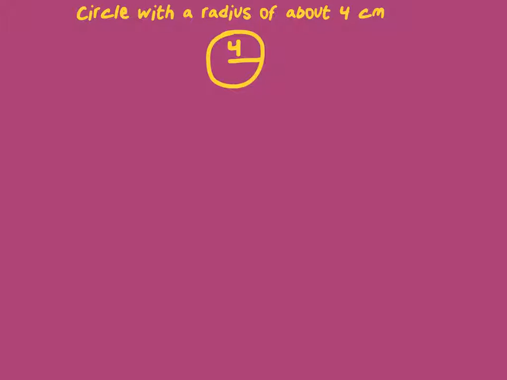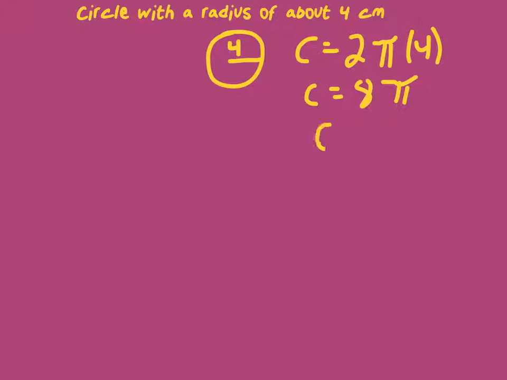All right, we need to find our circumference of this circle. So to find the circumference, we're going to do 2 times pi times r. So circumference equals 2 pi r. In this case, r is 4. So 2 times 4 is going to be 8, and then we're going to have 8 pi. And when we do 8 times pi, we're going to get something about 25.1.